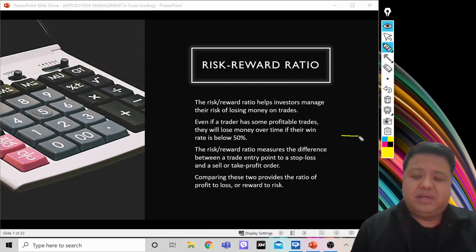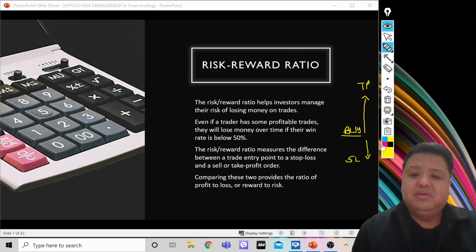Kung dito ka pumasok ng trade, buy, pag umakyat at ito ang TP mo, take profit mo, ganyan kalaki yung iyong reward. Pero nasaan ang stop loss mo? Halimbawa, nandito.